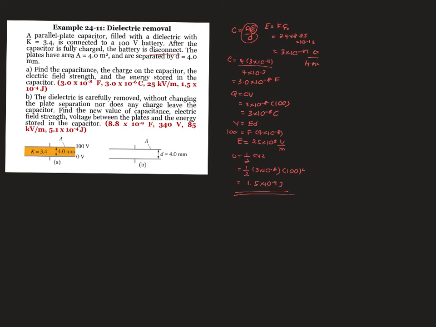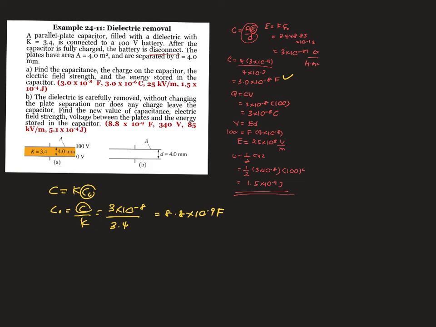For this one, when the dielectric material is removed, definitely your capacitance will be reduced. So you can use the formula C equals to K C naught. You need to find the C naught, which is without dielectric material. So C naught equals to C over K. The C here I'm going to get from this one, so 3 to the power of negative 8 over 3.4. Therefore, my answer is 8.8 to the power of negative 9 farad.